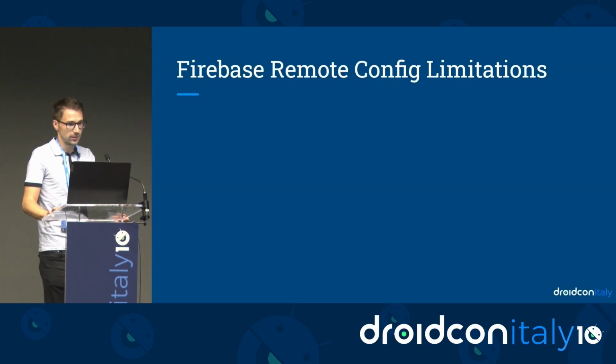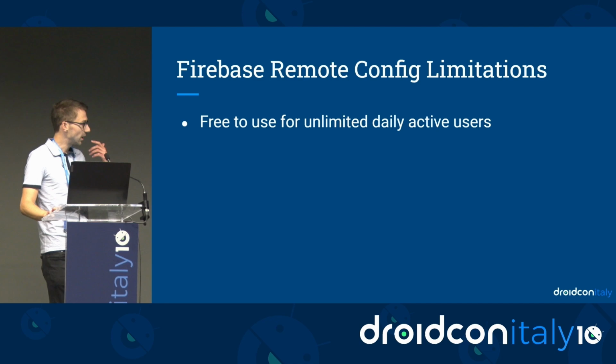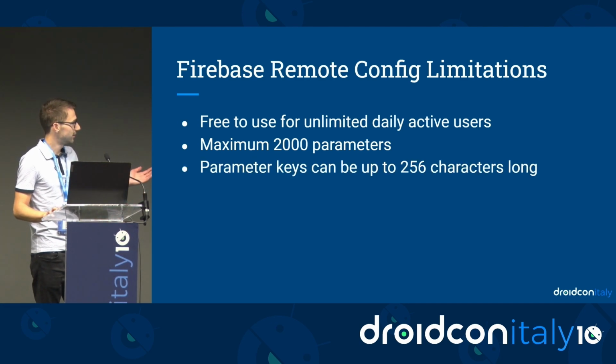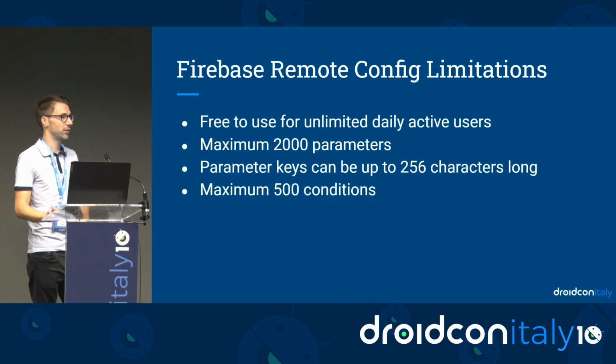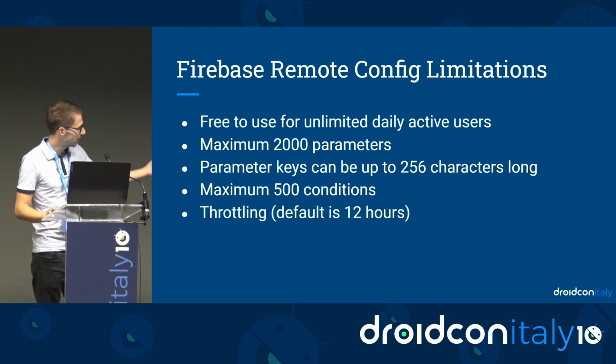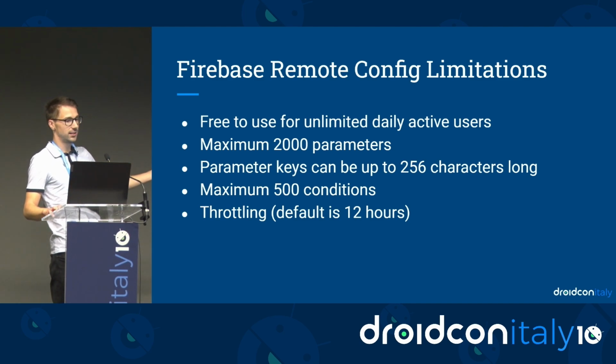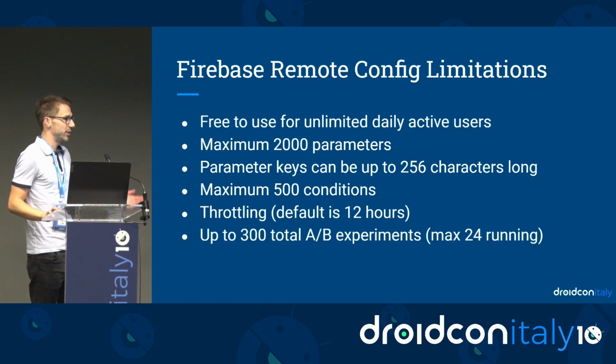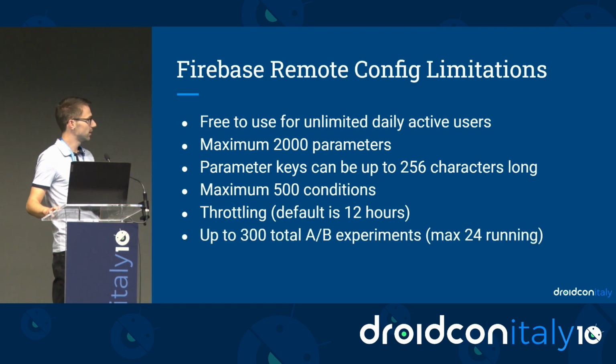And then some limitations: it's free to use for unlimited daily active users, but you can only have up to 2,000 parameters or feature flags. There are some limits on how long each name of the feature flag can be. You can have a maximum of 500 conditions. I said this before, but if you define the refresh rate and it's too low, you're going to get throttled. And for A/B experiments, you can have up to 300 experiments, and 24 of them can be active.